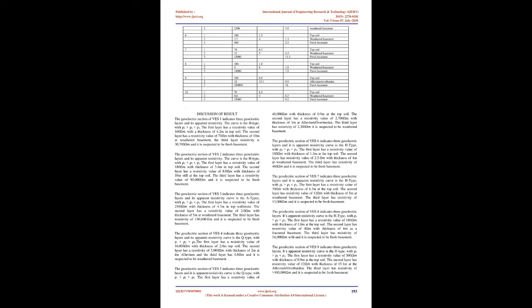The geoelectric section of VES6 indicates 3 geoelectric layers and its apparent resistivity curve is the H-type, with layers 1, 2, 3. The first layer has a resistivity value of 180 Ωm with a thickness of 1.3 m at the topsoil. The second layer has a resistivity value of 2.5 Ωm with a thickness of 4 m at weathered basement. The third layer has a resistivity of 460 Ωm, and it is suspected to be fresh basement.